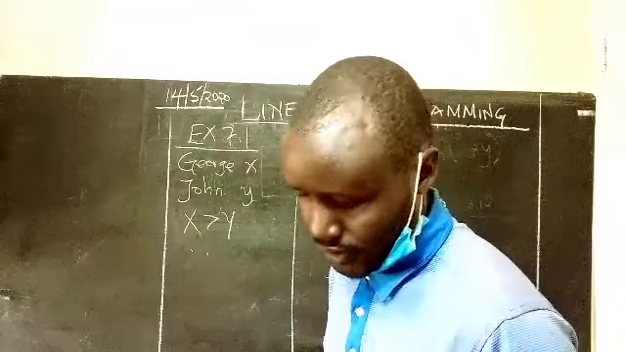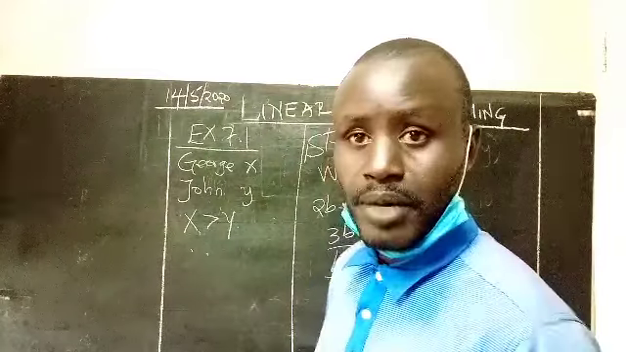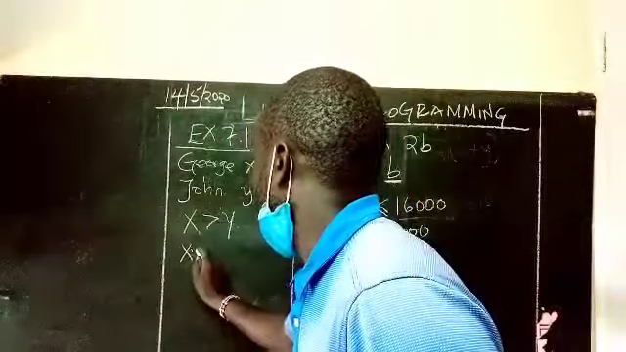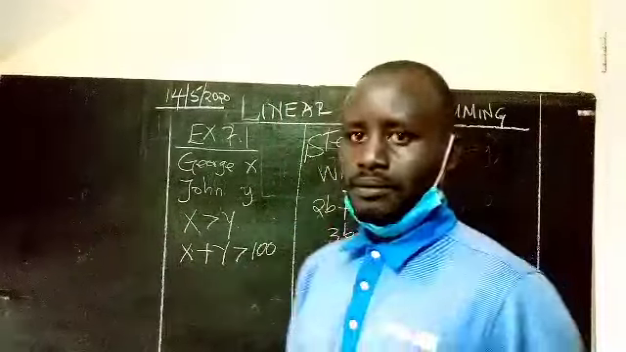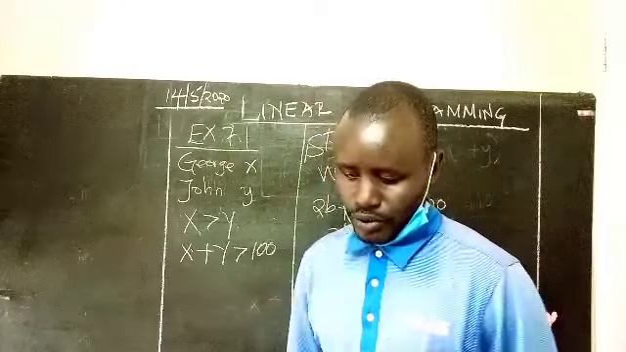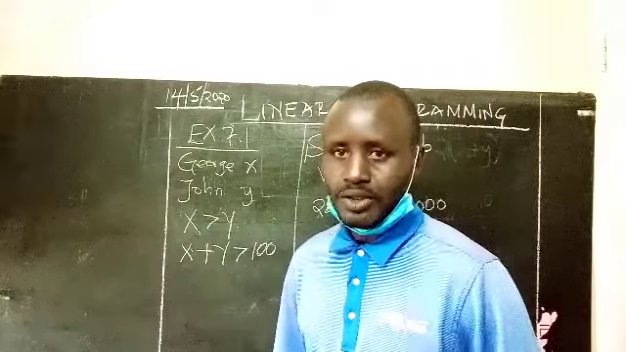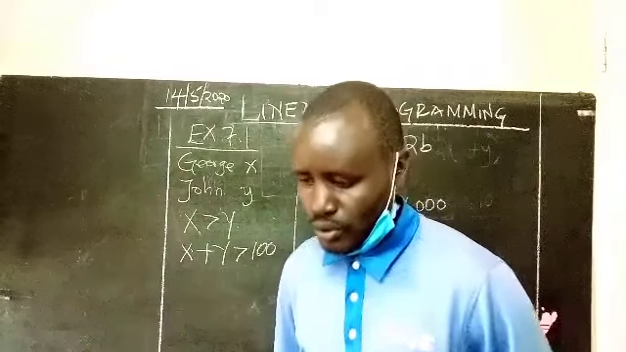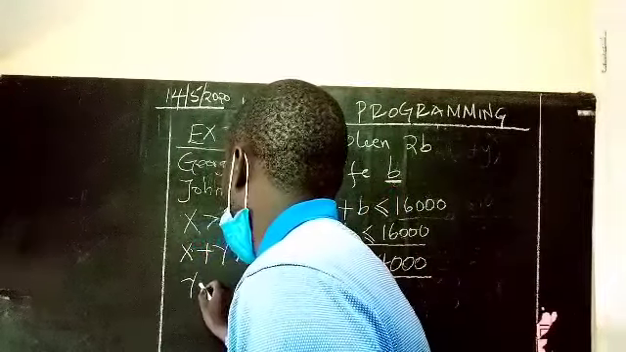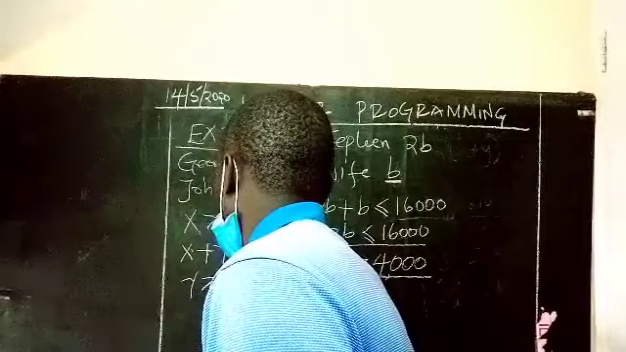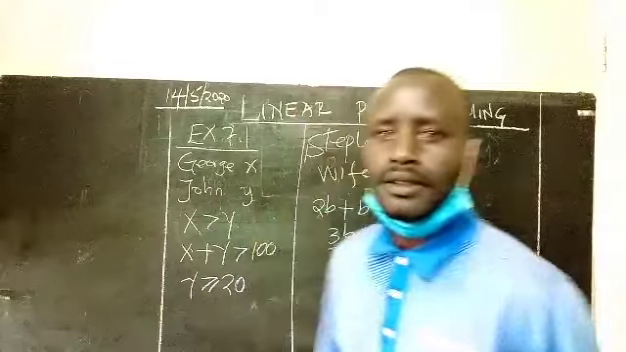Then again, in the second statement, the 2 together scored more than 100 marks, meaning X plus Y is more than 100. Then we continue by saying that John scored not less than 20, meaning Y is greater than or equal to 20. Not less than means it is greater than or equal to 20.